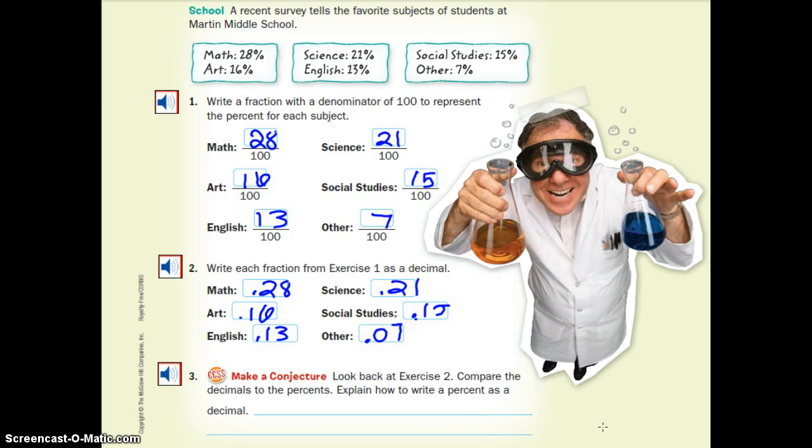Exercise 3. Look back at exercise 2. Compare the decimal to the percent. Explain how to write a percent as a decimal. So, 2 bunny hops to the left. So write 2 bunny hops to the left.